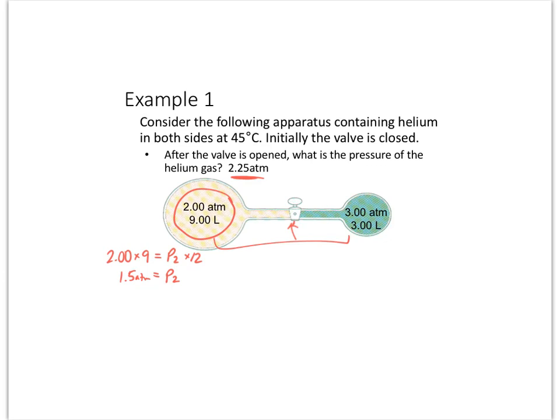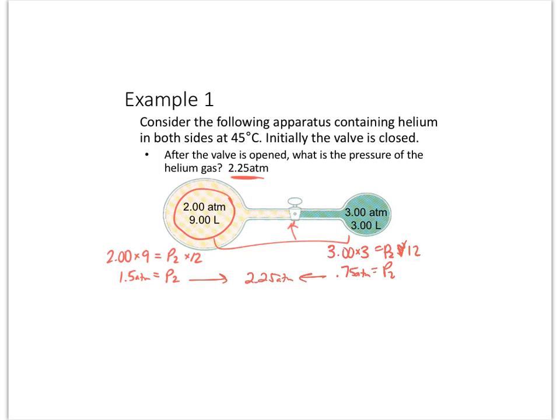I could then do the same thing for the other portion of my gas. P1 is 3 atmospheres, V1 is 3 liters, P2 is my unknown, and then V2 would be 12. So the new pressure would be 0.75 atmospheres. I would then just take those two individual pressures and add them together, and that would get me the 2.25 atmospheres.